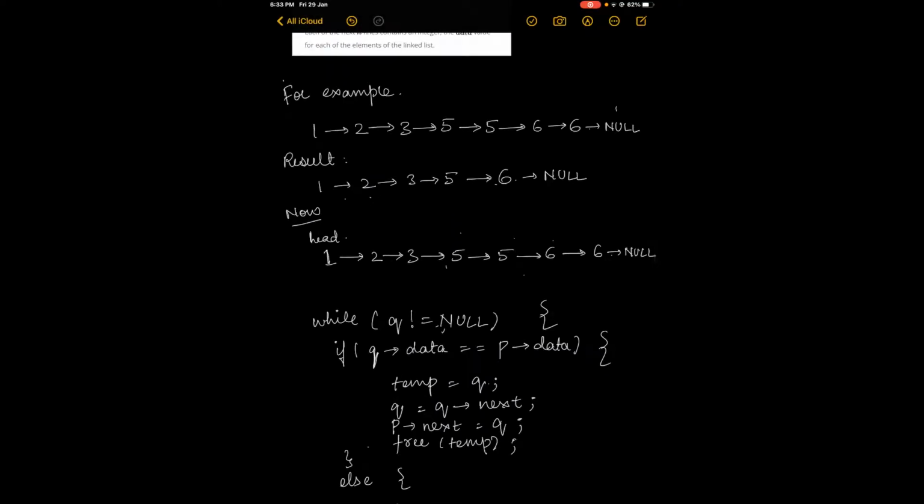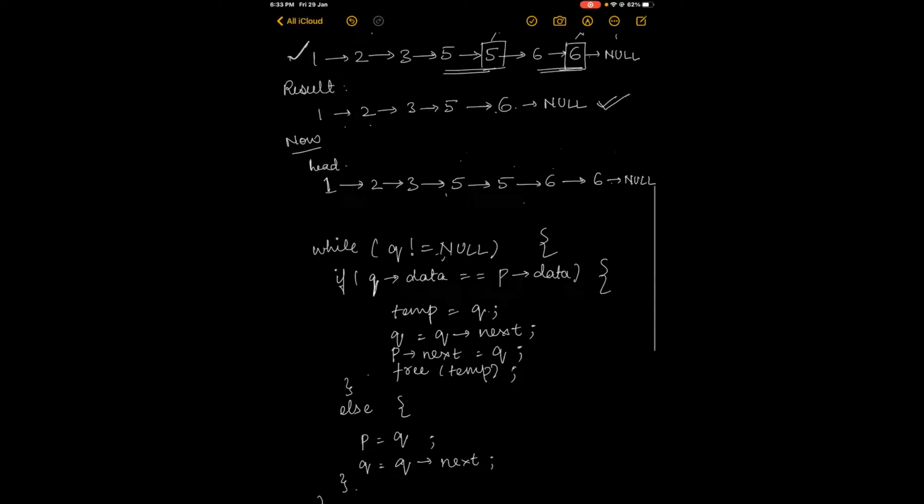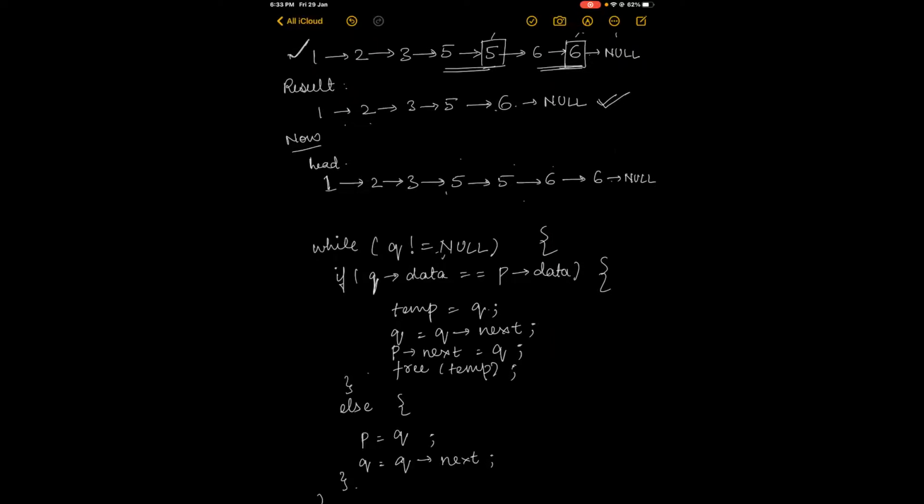So for example, we have the following linked list, and in this case we have two pairs of duplicate nodes, that is 5 and 6. Now this is what the resultant linked list should look like with the duplicate nodes deleted. Now for this to happen, we'll be following the code as shown.